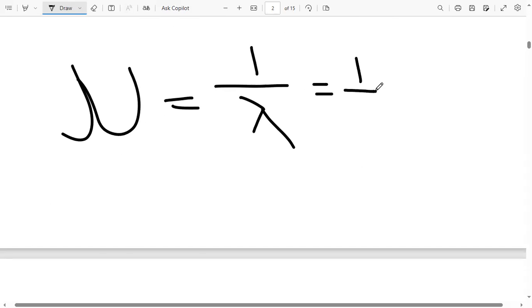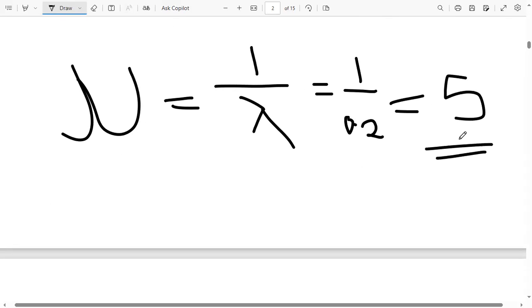So this will be 1 over, what is my lambda? 0.2. So my mean will be 5. And we can check from the question. We're also told that the average is 5. So the mean being 5 makes sense. Okay, so the mean is 5 there.